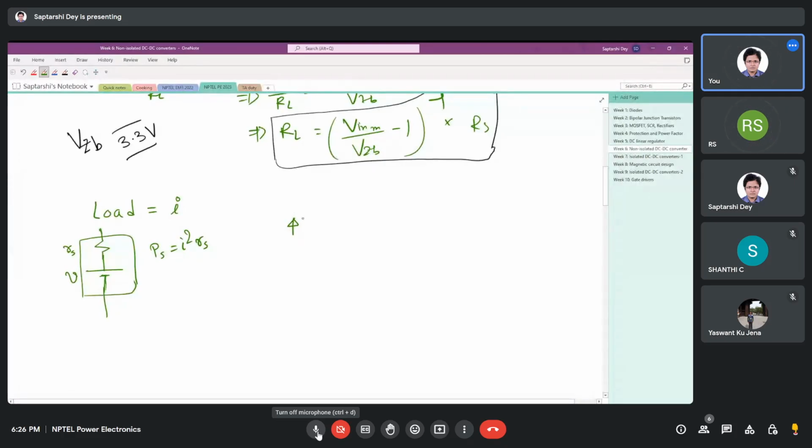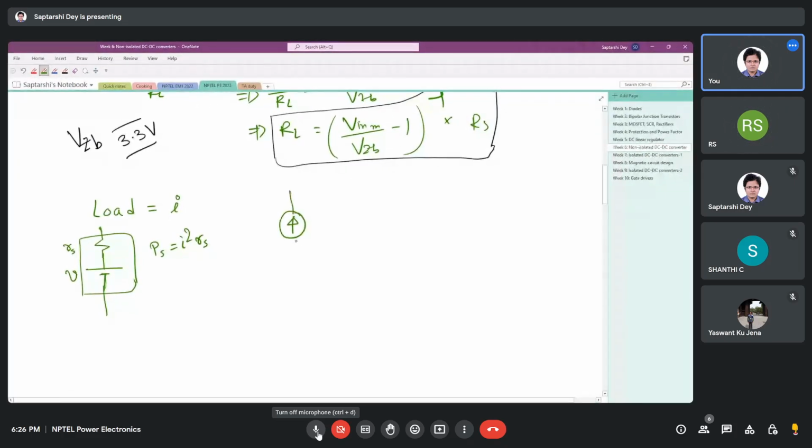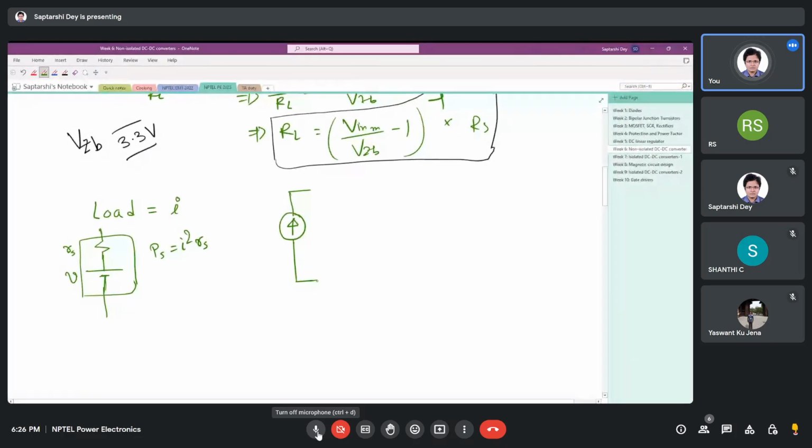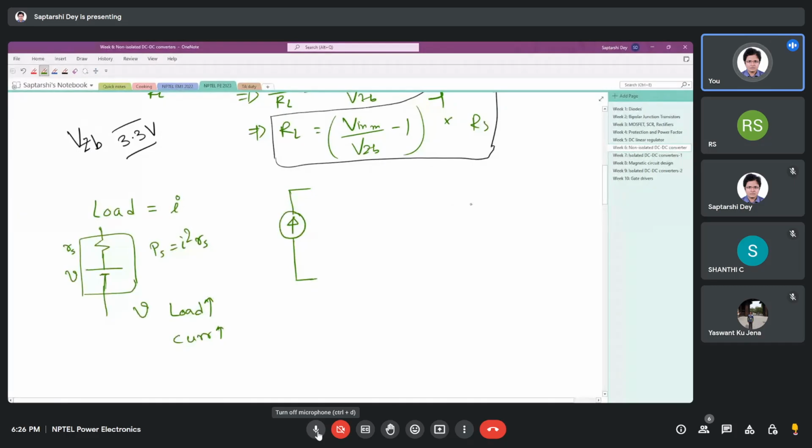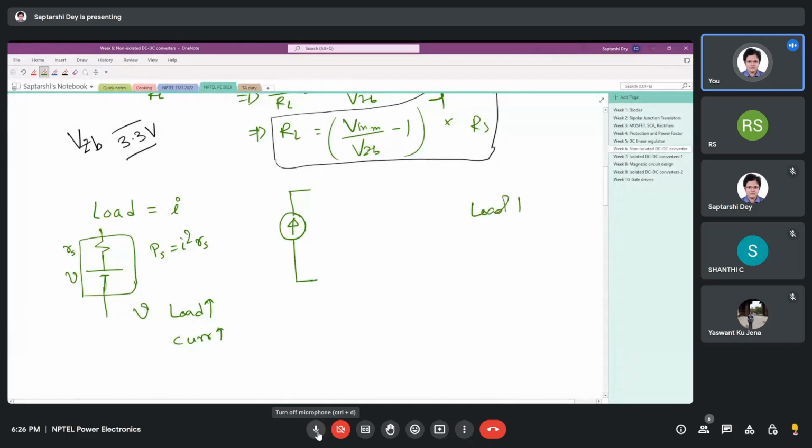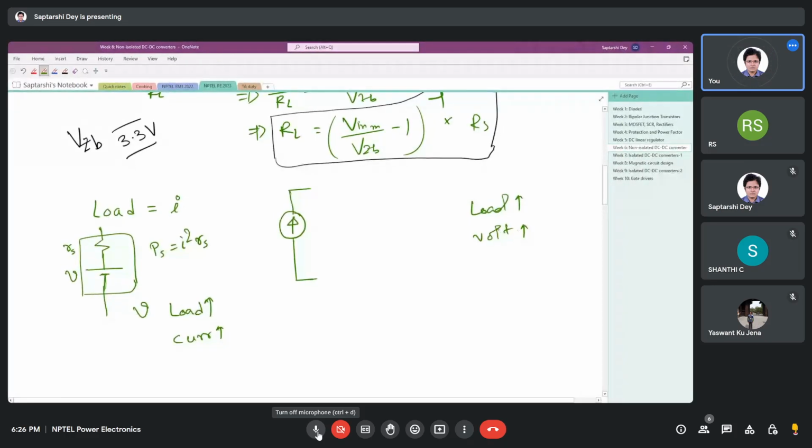This is an ideal current source, okay? What is an ideal current source? See what is happening for a voltage source. Voltage source: increasing load means increasing current. Current source: increasing load means increasing voltage, because the current is constant, okay?